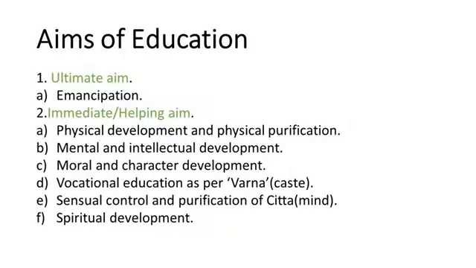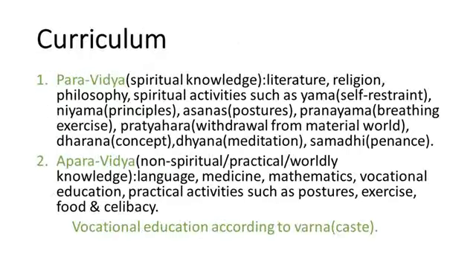Immediate aims are physical development and physical purification, mental and intellectual development, moral and character development, vocational education as per Varna. Varna means caste, which are the Brahmins, the Kshatriyas, Vaishyas and Shudras. Next, sensual control and purification of Chitta, which means mind. Next, spiritual development.